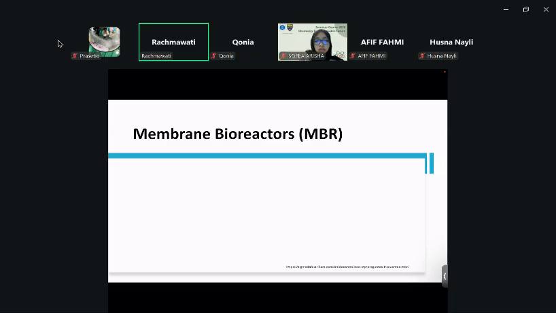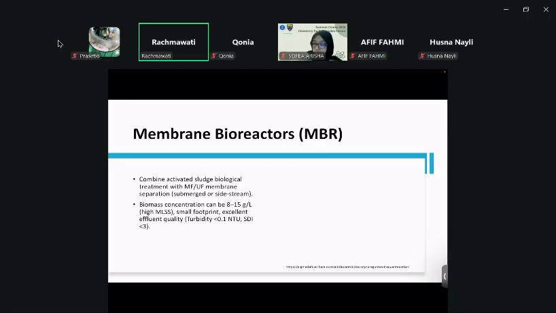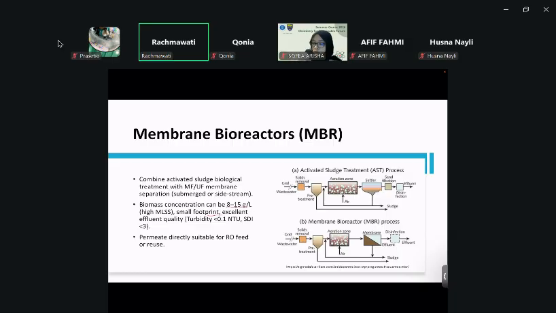Yeah. And the next one is the membrane bioreactors, or MBR. It combines activated sludge biological treatment with microfiltration or ultrafiltration membrane separation, with submerged or side stream configuration. And usually it is used with biomass concentration of around 8 to 15 grams per liter, with small footprint, excellent effluent quality, and so on. And then the permeate will go directly, suitable for the reverse osmosis feed or reuse. So something like this.